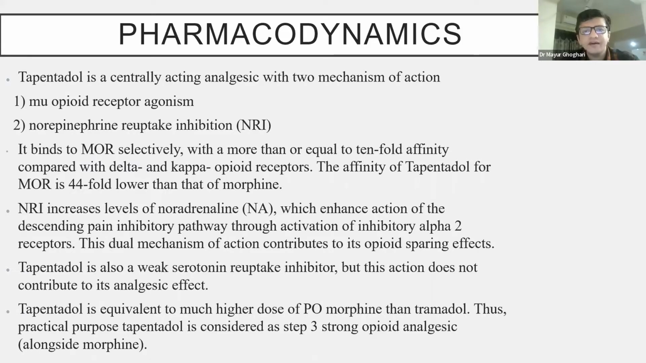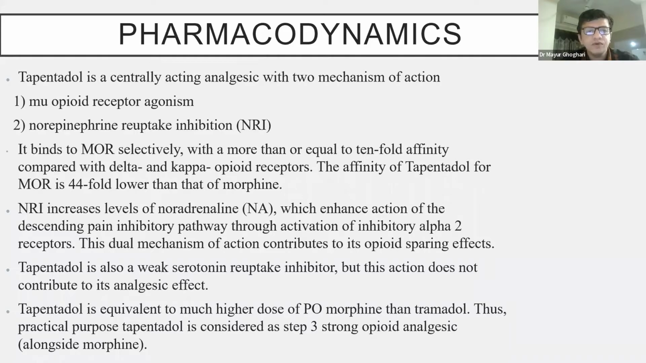Pharmacodynamics of Tapentadol. The mechanism of action of Tapentadol is not exactly understood, but it acts on two receptors. It is a centrally acting analgesic with two mechanisms of action. First is mu opioid receptor agonism, and second is norepinephrine reuptake inhibition.